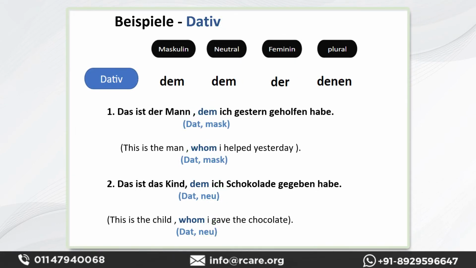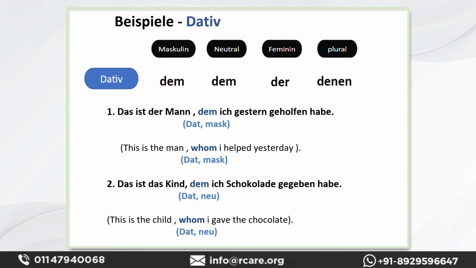Now let's look at some examples in dative case. Das ist der Mann, dem ich gestern geholfen habe. This is the man whom I helped yesterday. Now, since helfen is a dative verb, we have learned that in the case system as well. The cases depend on the verbs actually. The verbs can be accusative or dative verbs. So helfen is a dative verb and therefore we have used dative case here, because the person that I'm helping will be in dative case.